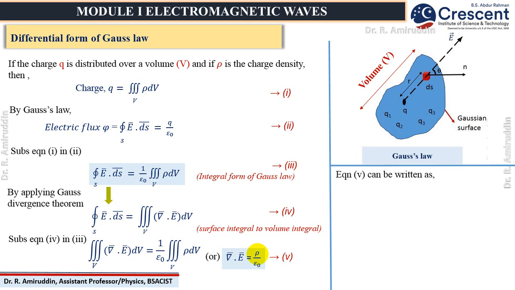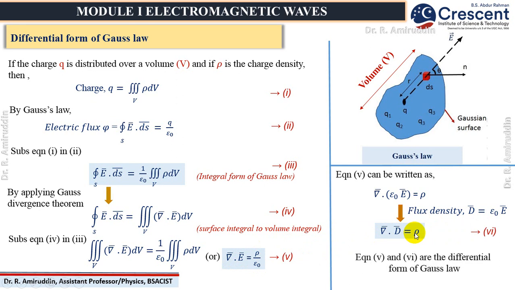So equation 5 can be rewritten as del dot epsilon naught E is equal to rho. The term within the bracket we can call the flux density D. Hence the equation can be rewritten as del dot D is equal to rho, and this will be equation number 6. So equation number 5, del dot E is equal to rho by epsilon naught, and equation number 6, del dot D is equal to rho, are called the differential form of Gauss law.